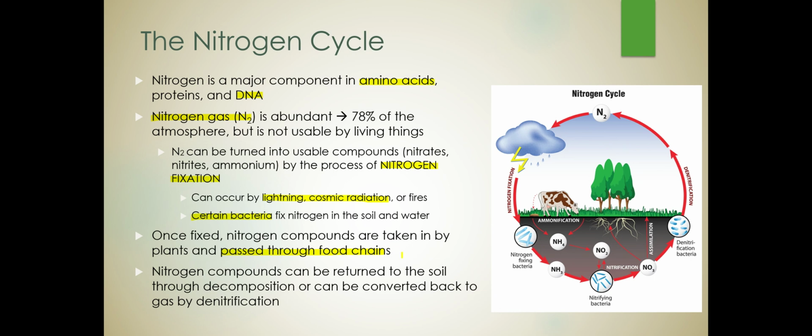It can also be returned to the soil through decomposition. So through waste, death, and decay, we can return those nitrogen compounds to the soil. That's essentially what we're doing with compost piles, is getting these nitrogen compounds and phosphates and things like that. And then there's another process that does the opposite of fixation. It can also be turned back into a gas by the process of denitrification.